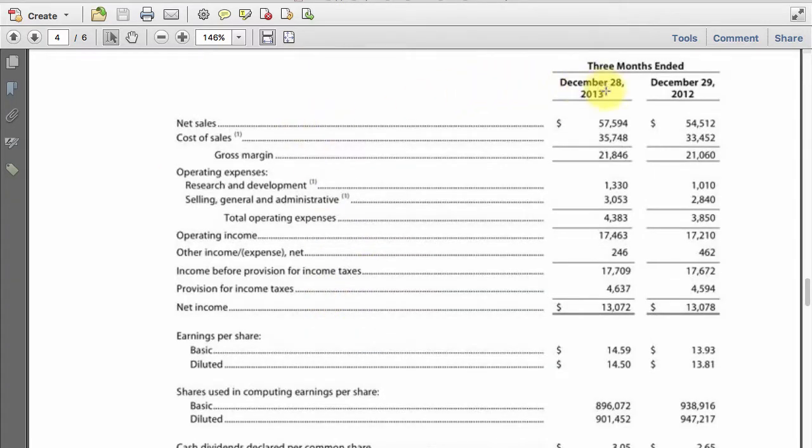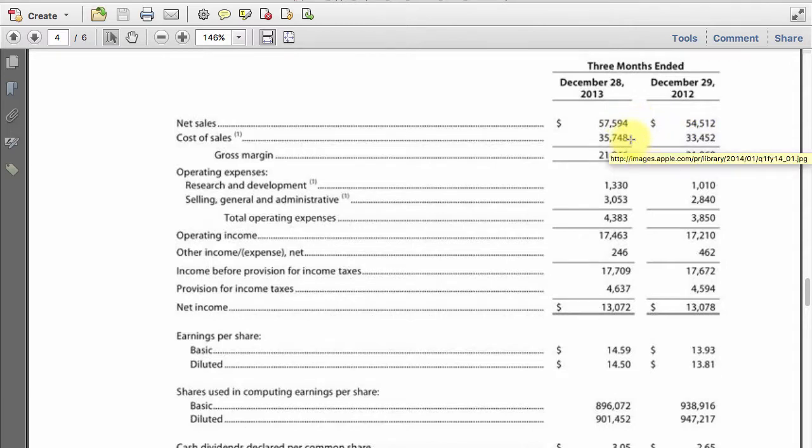Here you can see December 28th, 2013, compared to the quarter the year before in 2012. You can see their net sales. They had 57.6 billion. That's how much they sold. Compared to the year before, they sold 54.5 billion. So they're selling more. Things look better, right? You're selling more iPhones. Everyone's happy.